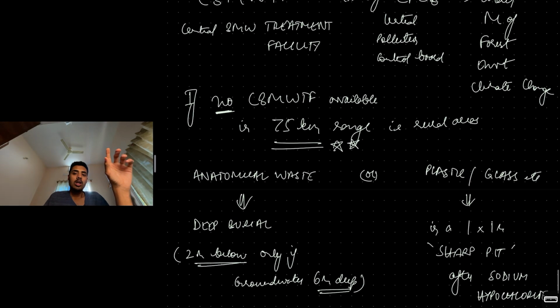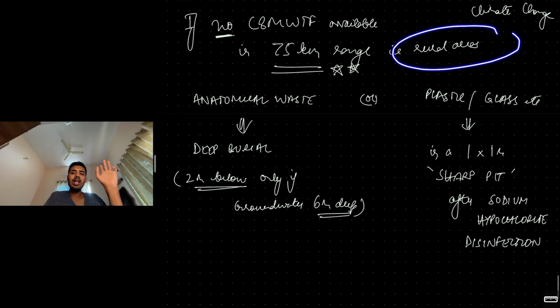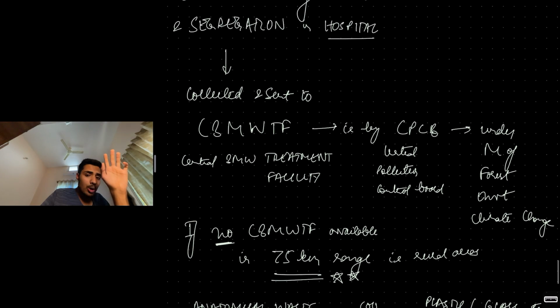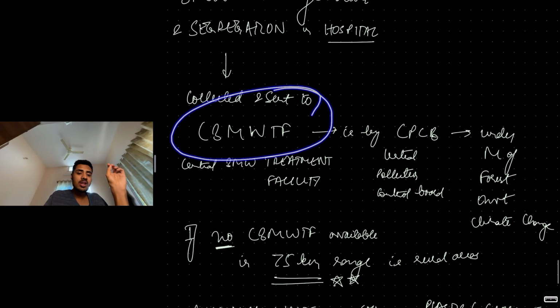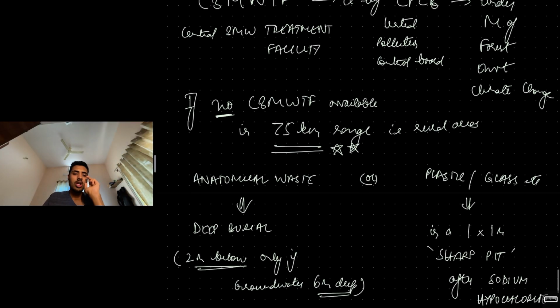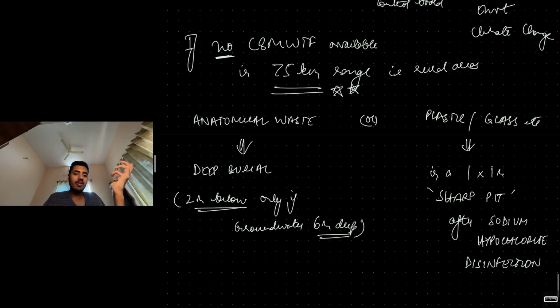Now let's say there is some highly rural area where immunization is still taking place. So you will have vials, you will have syringes, you will have needles as biomedical waste. Deliveries are still taking place. Mothers are giving birth to babies. So you will have placenta, you will have dead fetuses. They are also biomedical waste. And there is no central biomedical waste treatment facility within the surrounding 75 kilometers. So what do I do with all that biomedical waste? Then there are two options.